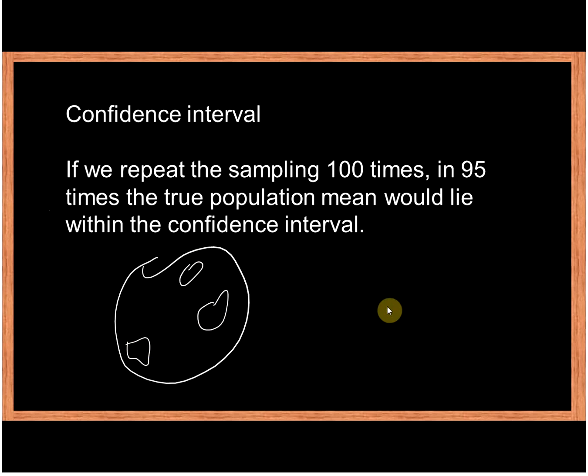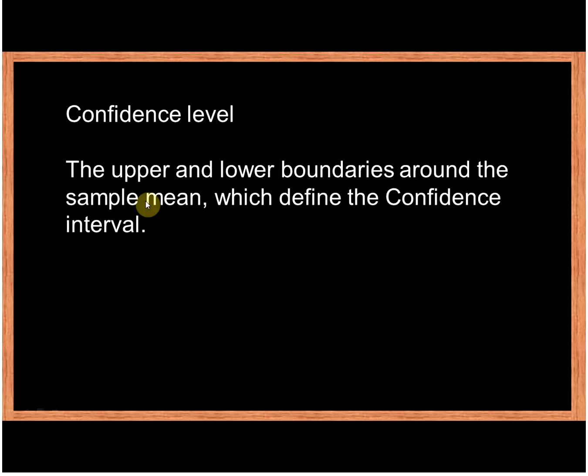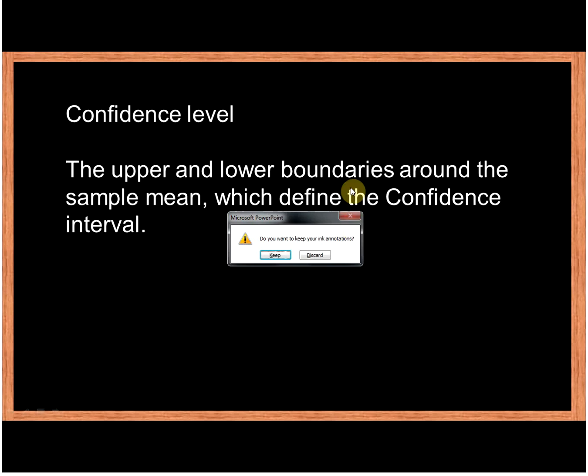It is an interval, it is a range that is defined for each of these samples. And we also have what is called the confidence level, and these confidence levels are the upper and lower boundaries around the sample mean. Here, this is the sample mean, and this actually defines the confidence interval. Now, if that doesn't make a lot of sense to you, don't worry too much about it, because I give you an example how we can actually calculate these confidence intervals.